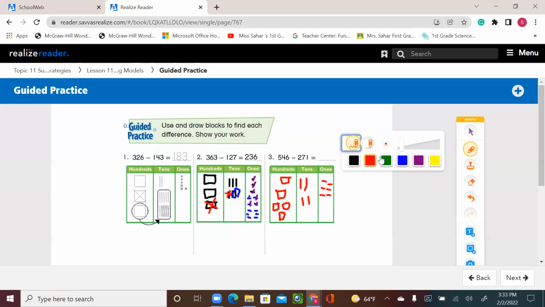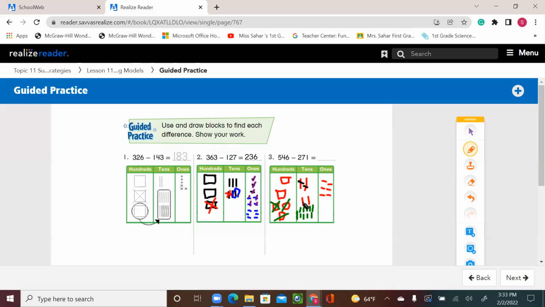271 means I need to subtract 2 from the hundreds. So I'm going to cross out 2. From the tens, I need to subtract 7. But I know that I only have 4. So I'm going to break one of the hundreds into tens. I'm going to cross out another 100 and break it into tens. So 1, 2, 3, 4, 5, 6, 7, 8, 9, 10. Okay, make sure this shows like that. All right. So now I need to take away 7 tens. Let's use different colors.